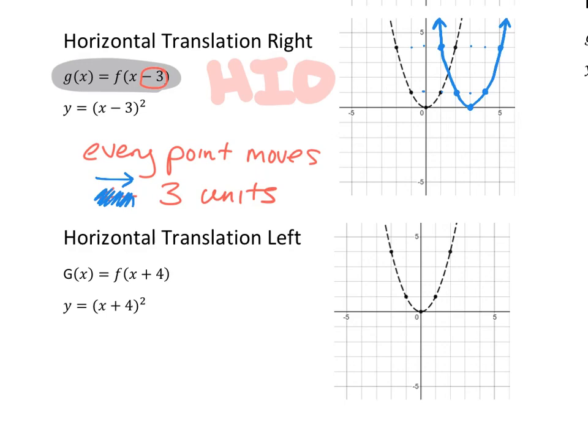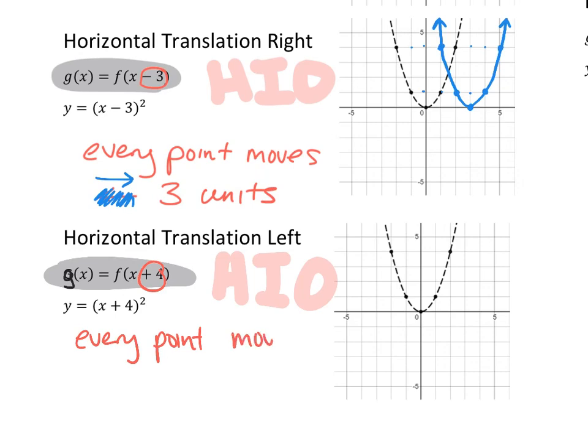Now, typo on this one. On the next one, you see how there's a big G right there? That should be a small lowercase g, so change it real fast. But on this one, g of x equals f of x plus 4, the plus 4 is inside the parentheses. So what is this one going to be? Is it horizontal or vertical? Horizontal, because hi-o reminds me horizontals are inside parentheses and go the opposite direction. So normally plus is to the right, but this time it's going to show me it's going to the left. The opposite. So every point moves to the left this time. And how many is this one going to move to the left?